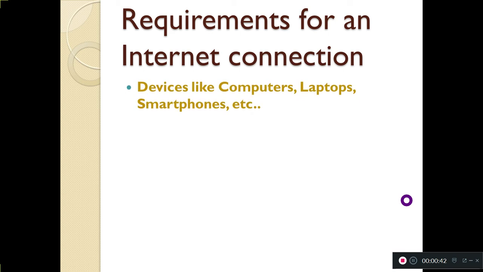So first we need devices like computers, laptops, smartphones. So we need some computing devices to get connected to the internet. We actually are connecting one device to the other device. The other device can be nearby, or it can be at some distance, or it can be in some other country or some other continent. So distance matters.